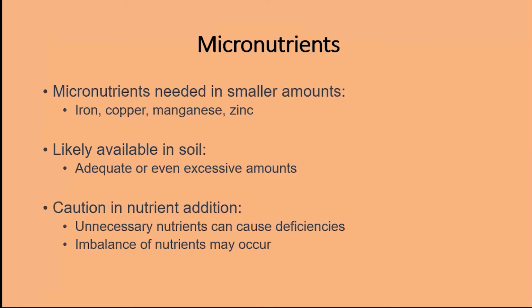We have macronutrients and we also have micronutrients, so there are more of those. Some of these include iron, copper, manganese, zinc, boron, and calcium also. These are needed in much smaller amounts, and they may likely already be in the soil. Some areas around the country have excessive amounts of them. Something to remember about adding nutrients to the soil is, if they're not necessary, they can actually cause problems, deficiencies, and imbalance in what the plant takes up.